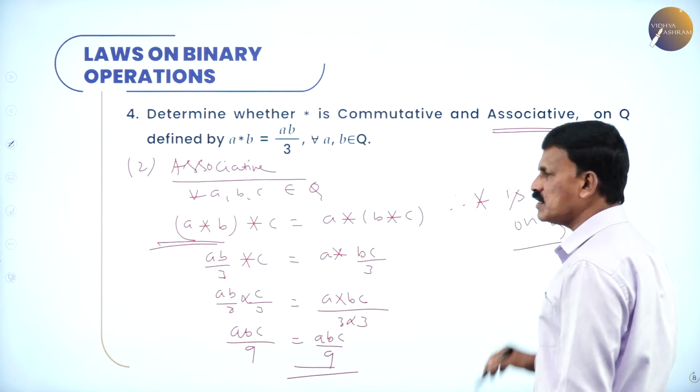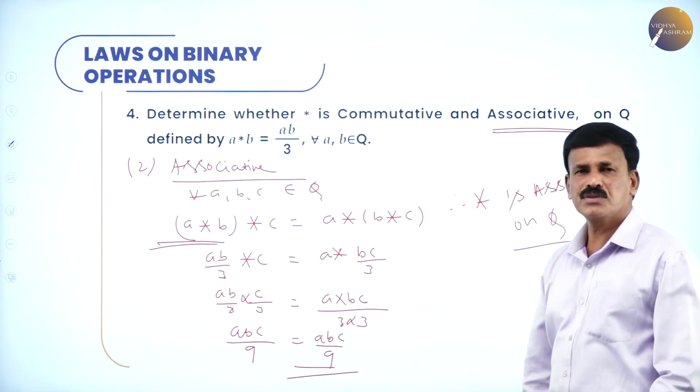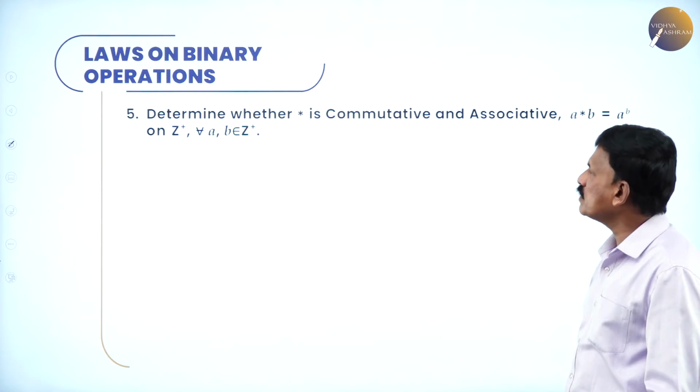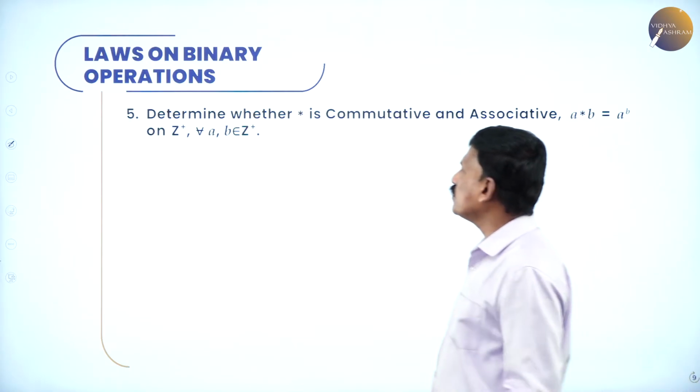Star is associative on Q. That is how we are going to solve this problem. Now, come to the same type of problem. Let us take this. Now, what is the problem given?